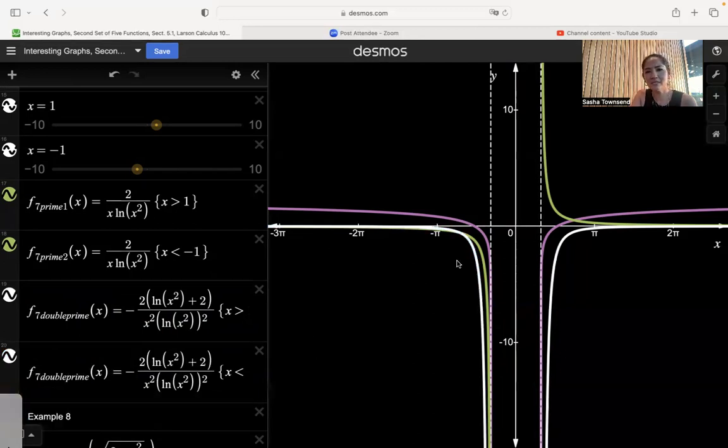So our second derivative is negative here. So our original function is concave downward. Second derivative is negative here. Original function is concave downward. So that just means if our second derivative is negative, that means our derivative function, that is the green function, is decreasing.